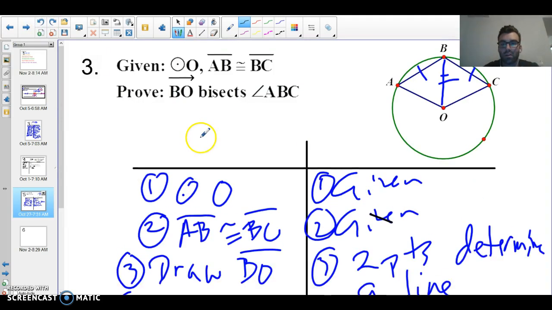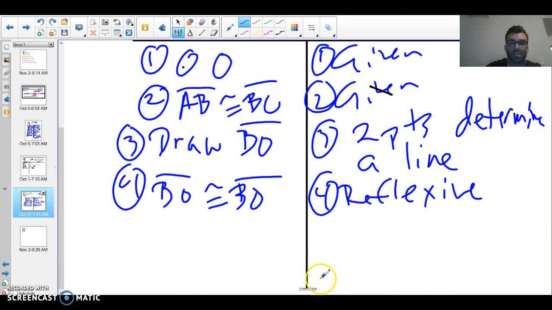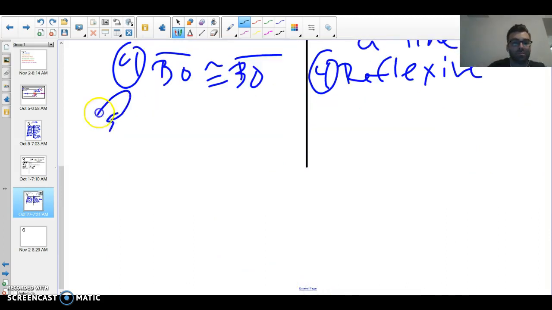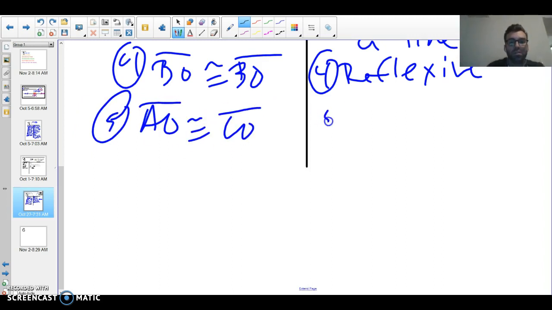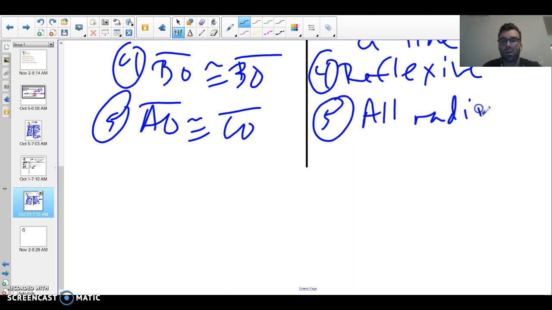Okay. Reflexive property. All right, now I want to use this idea of circle O. So if O is the center, then that tells me all radii are congruent. Well, I have technically 3 radii here, 1, 2, 3, but I used BO already. So I'm going to say that AO is congruent to CO, and that is all radii of a circle are congruent.